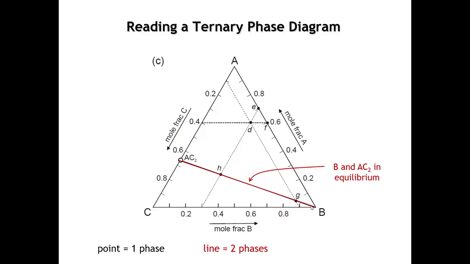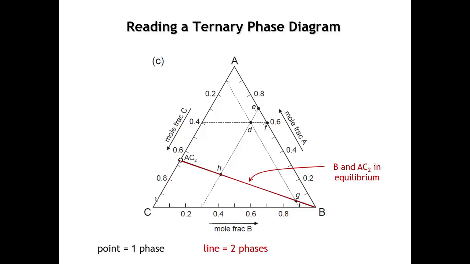Now, the other lines in this phase diagram are all on the edges, right? So on this bottom edge, we would have a mixture of B and C. On this right-hand edge, we would have a mixture of A and B. And on the left-hand edge, it depends on where we're at. If we're anywhere in this upper part, we're going to have a mixture of A and AC2. And if we're down here below it, we're going to have a mixture of AC2 and C.